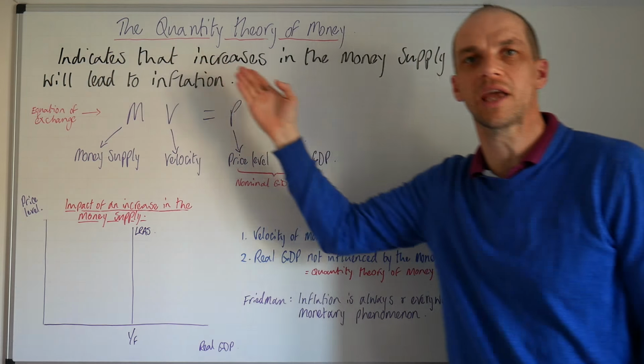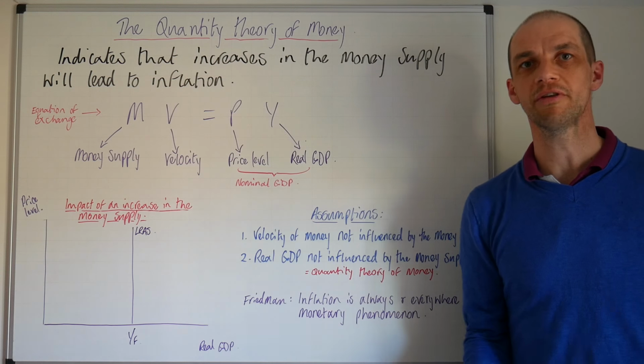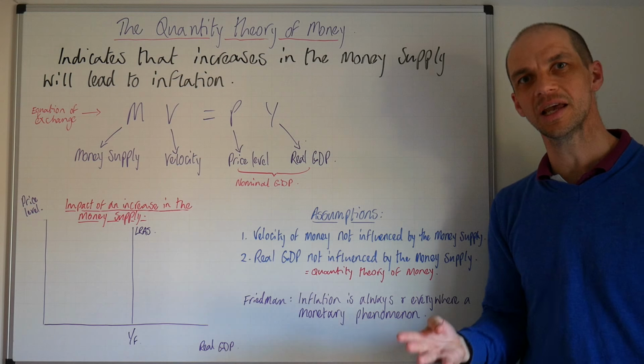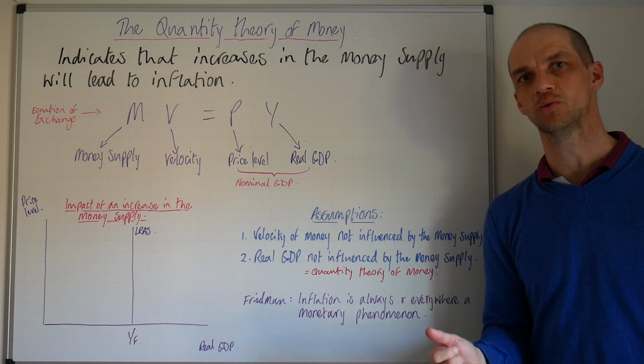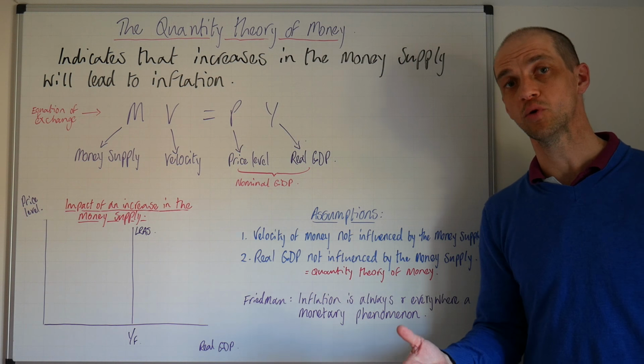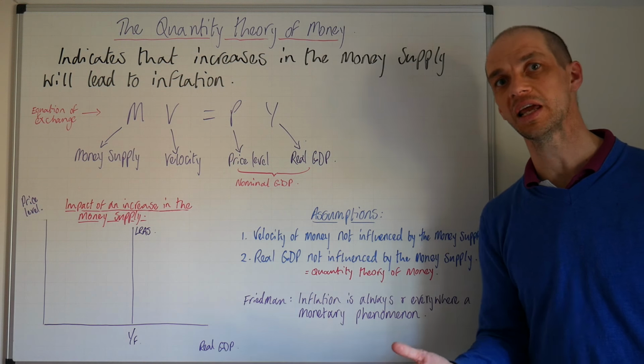So it simply indicates really that an increase in the money supply will lead to inflation. Okay, that's it. That's it in a nutshell. That an increase in the money supply will lead to an increase in the price level. That is what classical monetarist economists believe.